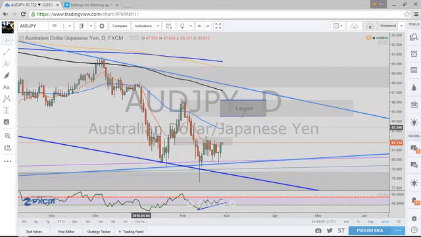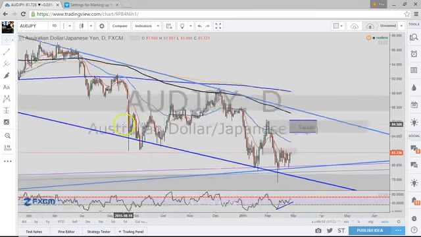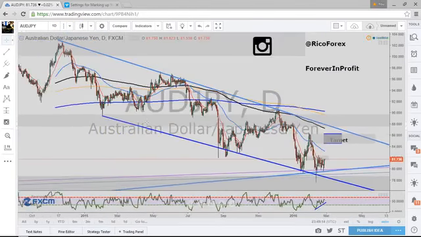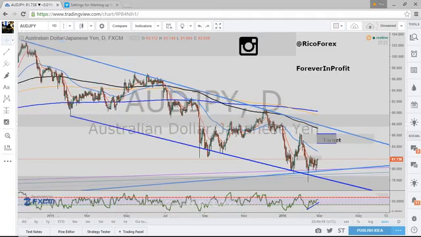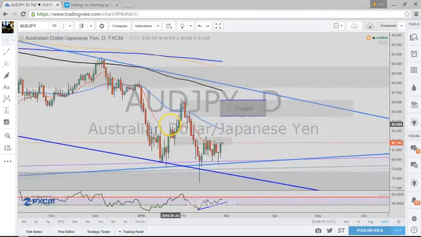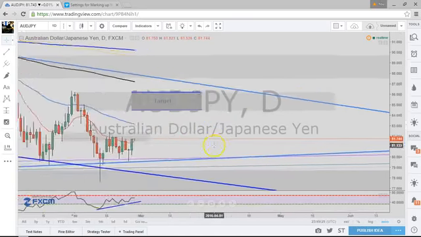Today, what I'm going to be talking about is Australian JPY. Still the same trend lines that I drew on the previous video. I haven't changed anything. So pretty much what's happened is Australian has not broken this weekly trend line, and it's been kind of just ranging in this area, right?